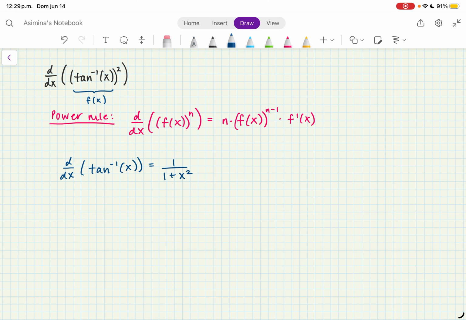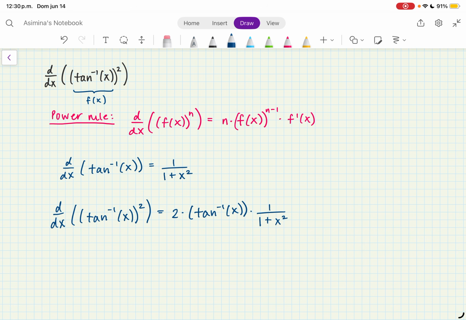So now if we go to our original problem, d/dx of tan inverse x all squared, let's apply the power rule and see what we get. The exponent is 2, so the 2 comes down. And now I have tan inverse of x raised to the first power. And now we have to multiply by the derivative of tan inverse of x, which we just got is 1 over 1 plus x squared.